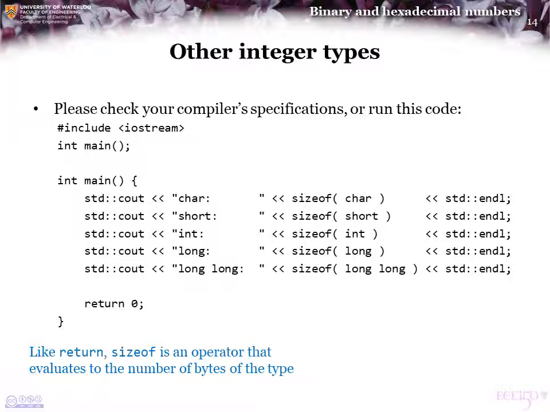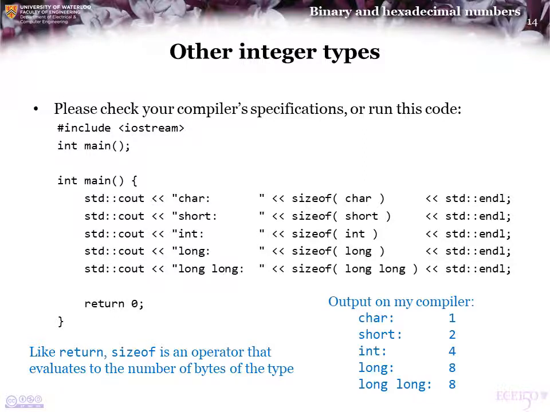So if I run this program on my computer using the g++ compiler, my output is as follows. A char occupies 1 byte, a short occupies 2 bytes, an int 4, a long 8, and a long long is still going to occupy 8 bytes. It does not suddenly occupy 16.